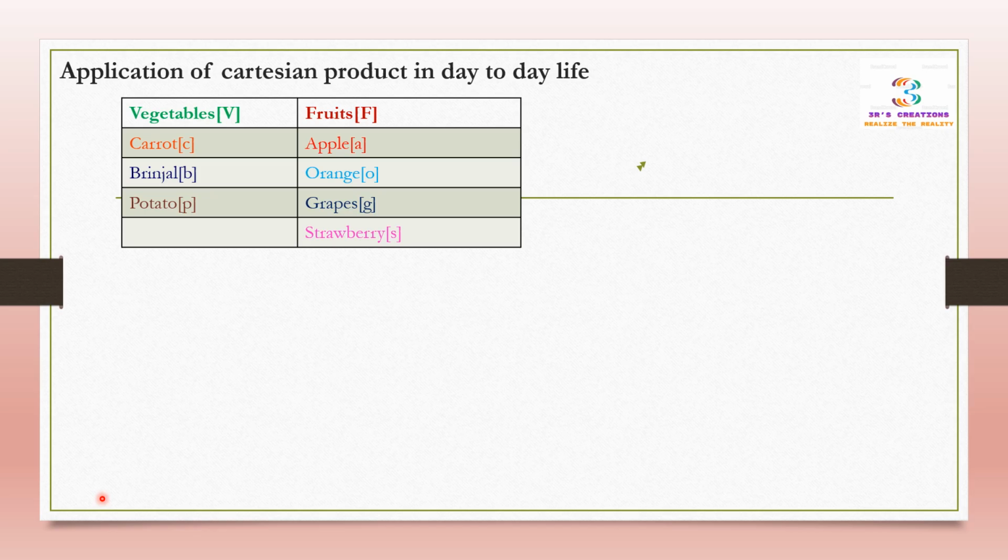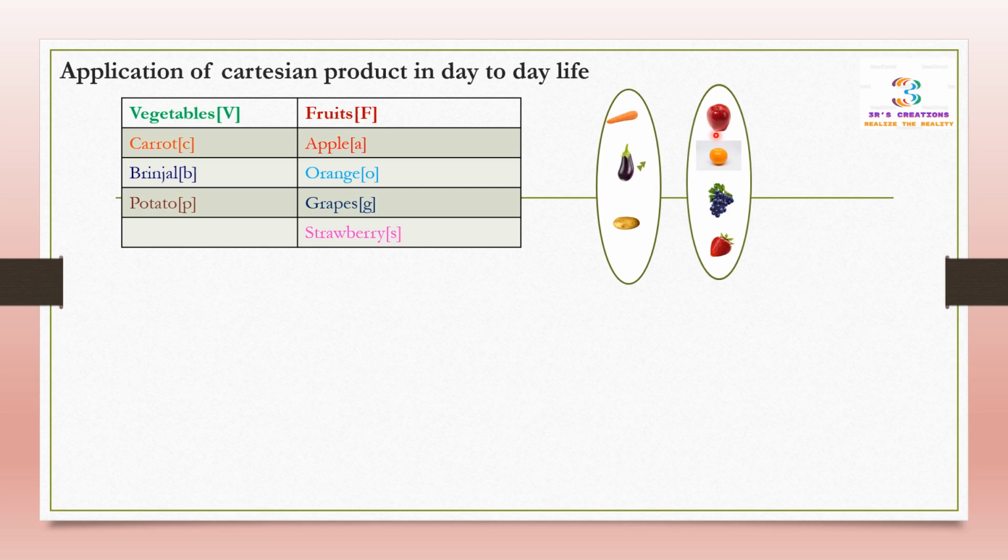Let's consider two sets. V has 3 vegetables, F has 4 fruits. That is, set vegetable V has 3 vegetables, namely carrot, brinjal, and potato. And set F has 4 fruits, namely apple, orange, grapes, and strawberry. If a person asks to choose a vegetable with fruit, what are the possible ways he may choose?